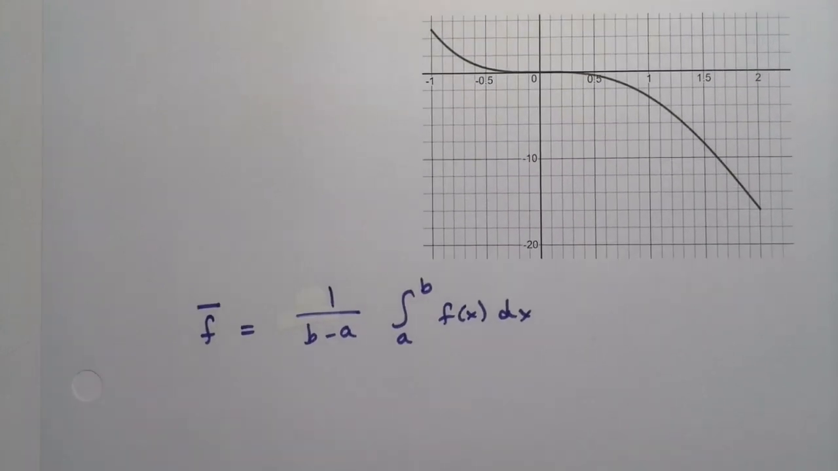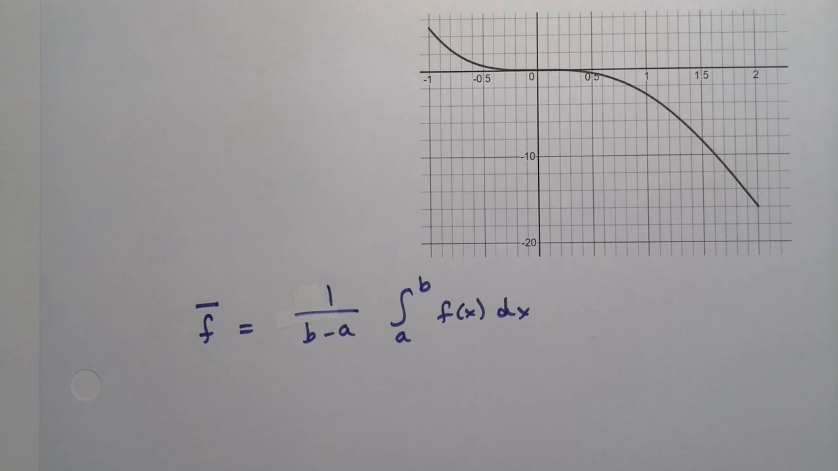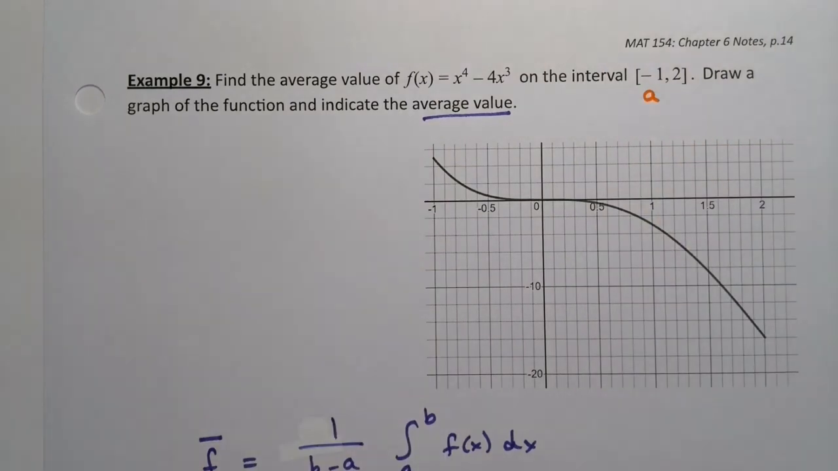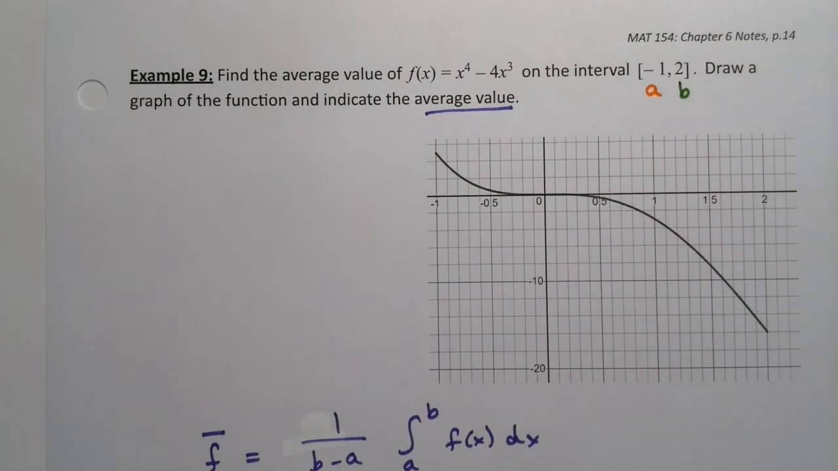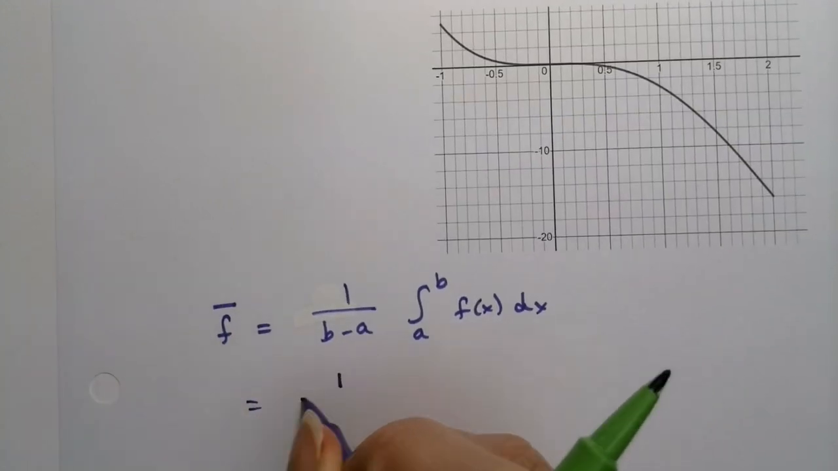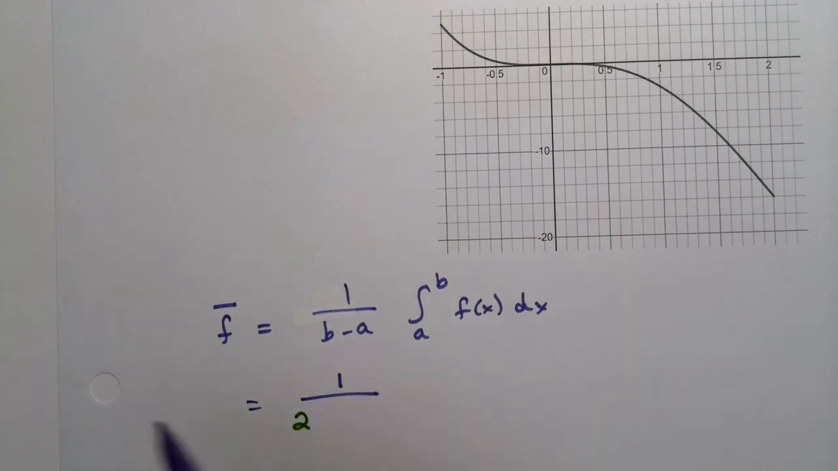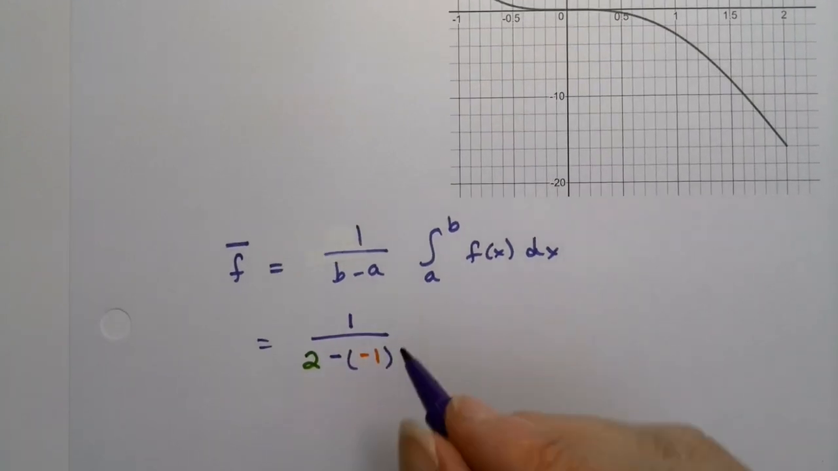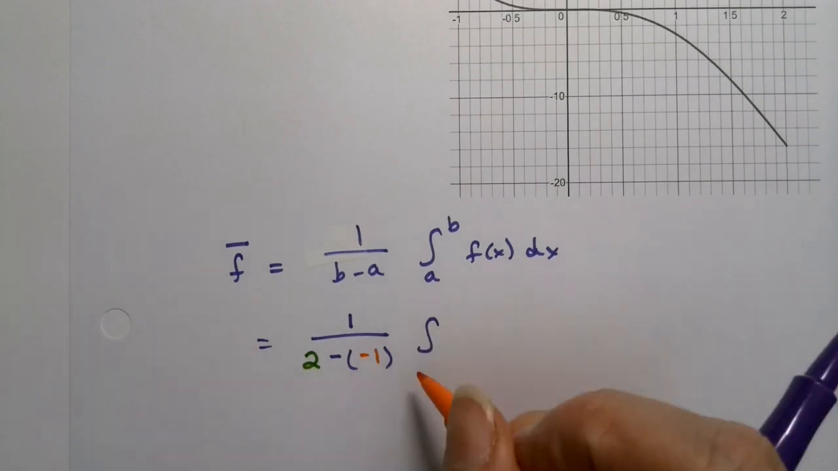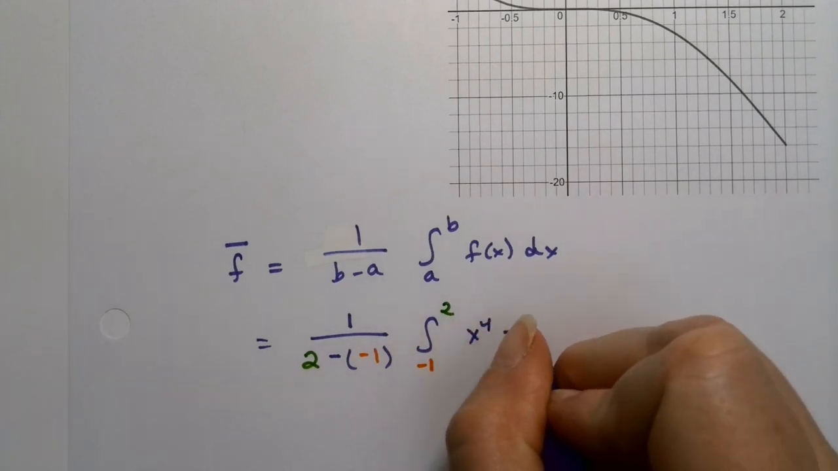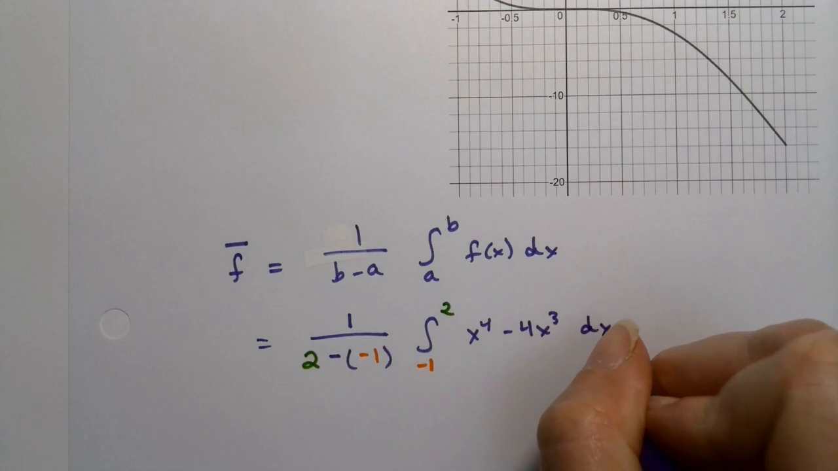Luckily for me, they actually gave us the values for a and b right in the problem. They want us to go from -1, that's a, to 2, that's b. So this would be equal to 1 over 2 minus -1. Yes, I know that's terrible mathematical notation. I will fix it in a minute. And then that's the integral from -1 to 2 of x to the 4th minus 4x cubed dx.